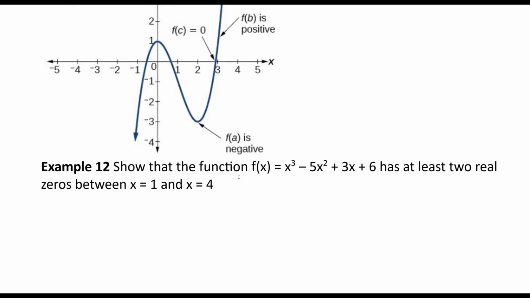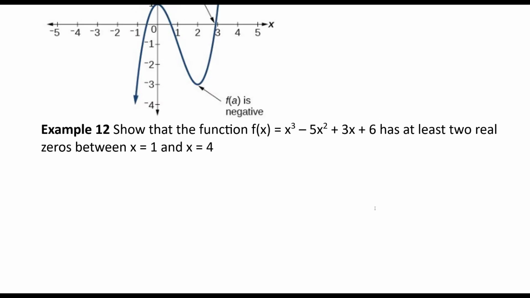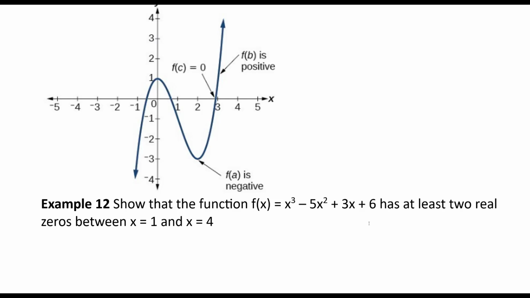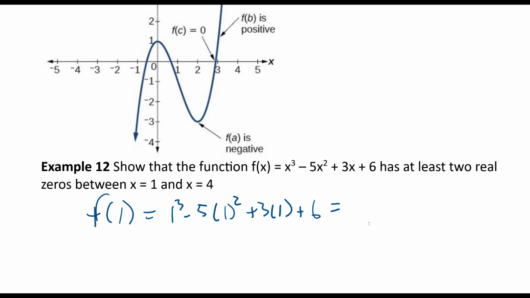So in example 12, show that the function f of x equals x cubed minus 5x squared plus 3x plus 6 has at least two real zeros between 1 and 4. So what is f of 1? That's going to be 1 cubed minus 5 times 1 squared plus 3 times 1 plus 6. That's 1 minus 5 is negative 4, plus 3 is negative 1, plus 6 is 5.